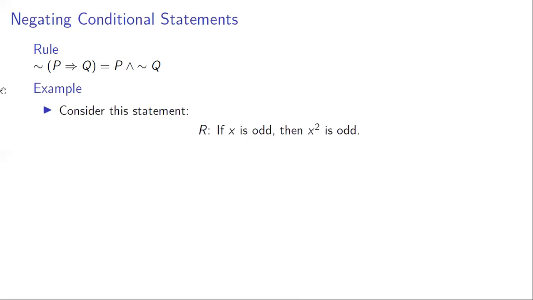All right, now let's use the rule in an example. Consider the statement, which we'll call R, that says if x is odd, then x squared is odd. This is a true statement, by the way. We'll see how to prove it next week. So if x is odd, then x squared is odd. That's what R says.